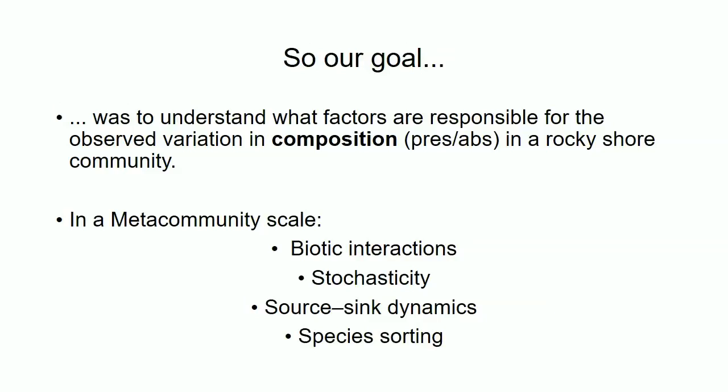So people have thought about this a lot already, and many processes are thought to be responsible for community composition variation. Some of these processes are, for example, biotic interactions, stochasticity, source and sink dynamics. But although they are interesting and I'm interested in them in my PhD, I'm not talking about them today. I'm talking about whether environmental filtering is capable of explaining some of this variation.